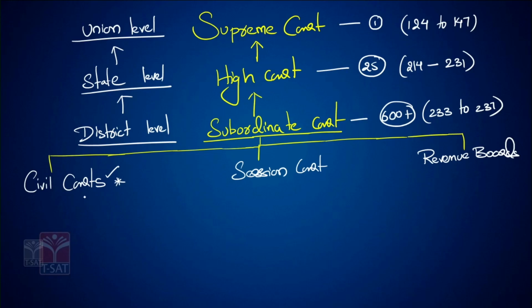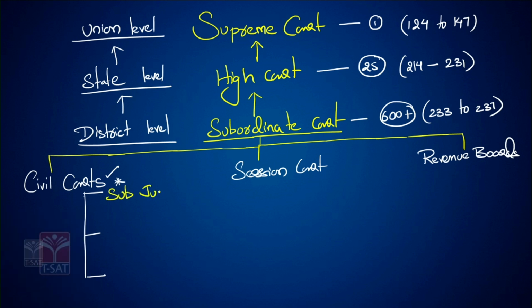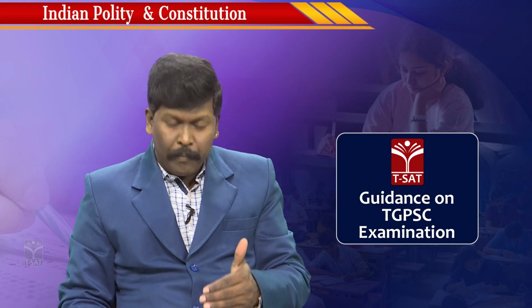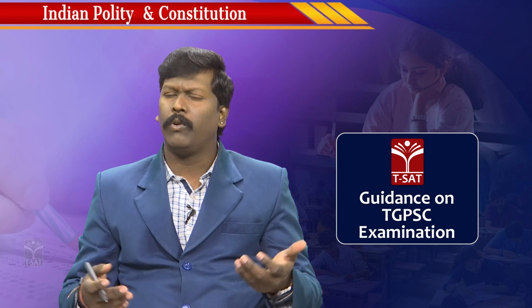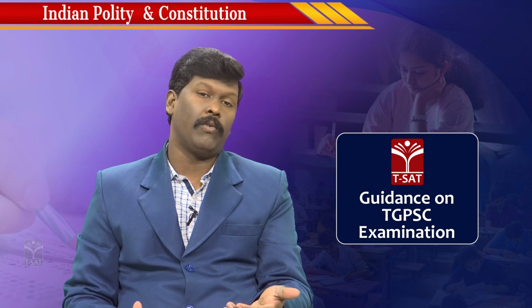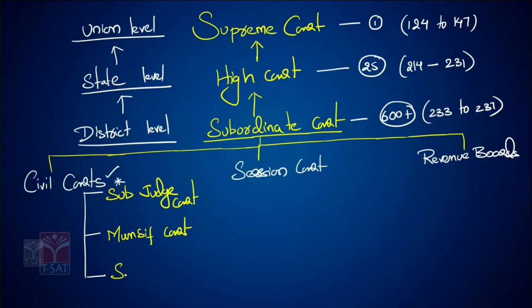Now, the civil courts are further divided into 3 types. What is the first one? The first one is the sub-judge court. The second one is the munsif court. Many states like AP and Telangana have subordinate courts only till munsif courts. They don't go below that because there is no requirement. But some states like UP, which has a good population, and Bihar, need a hierarchy of courts. So it is the wish of the state government to have lower level courts also, and the lower level courts are called small courts.